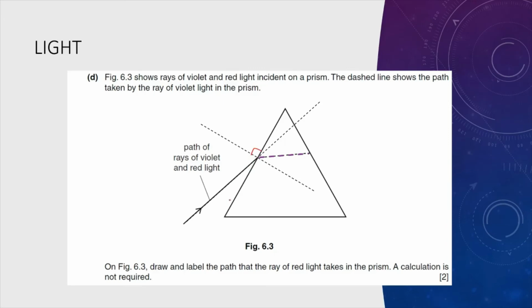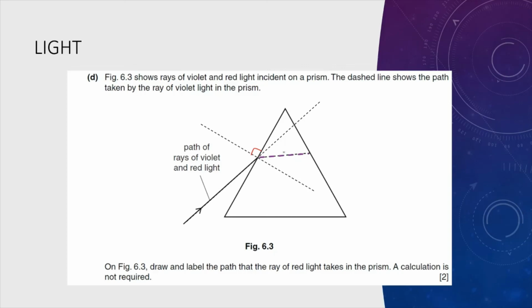Violet and red lights have different wavelengths. In this case, the refraction depends on the wavelength. The shorter the wavelength, the more the ray of light will be bent. Once again, the shorter the wavelength, the more the ray of light will be bent. Violet light has a shorter wavelength than the red light. Therefore, violet light will be bent farther than the red light. So the path of the red light will be slightly above the violet light.